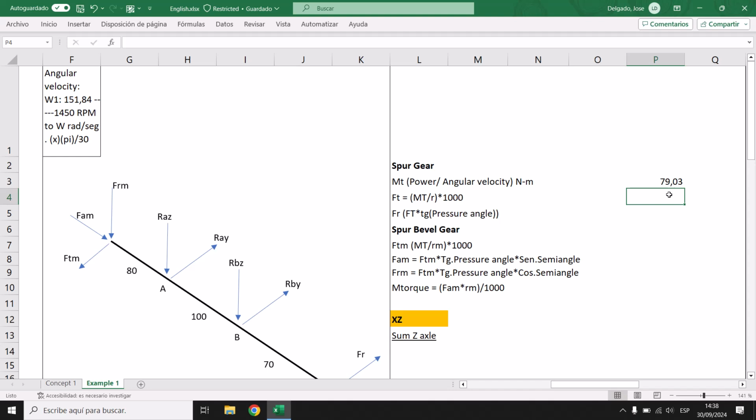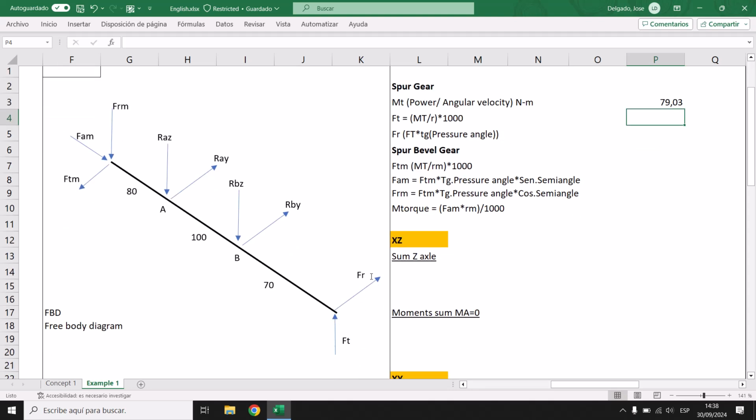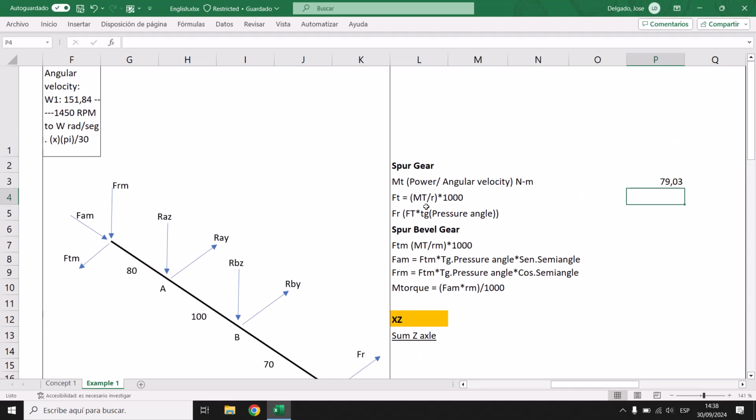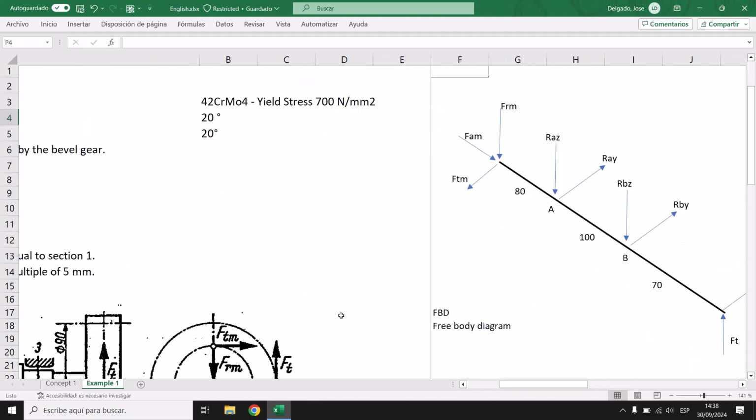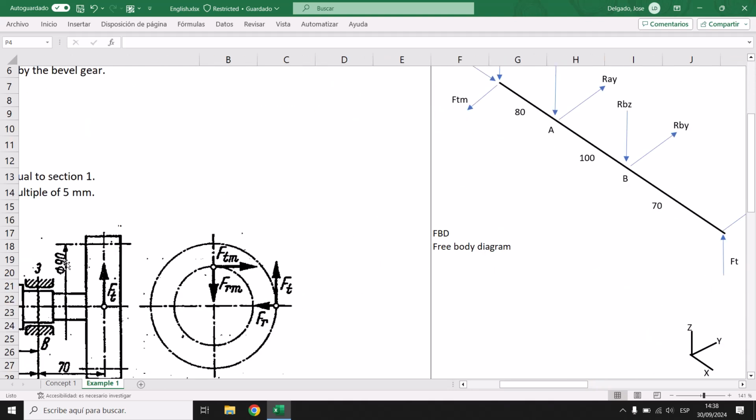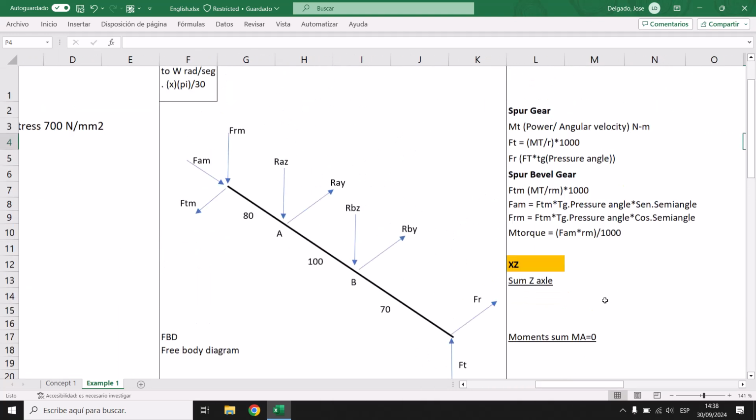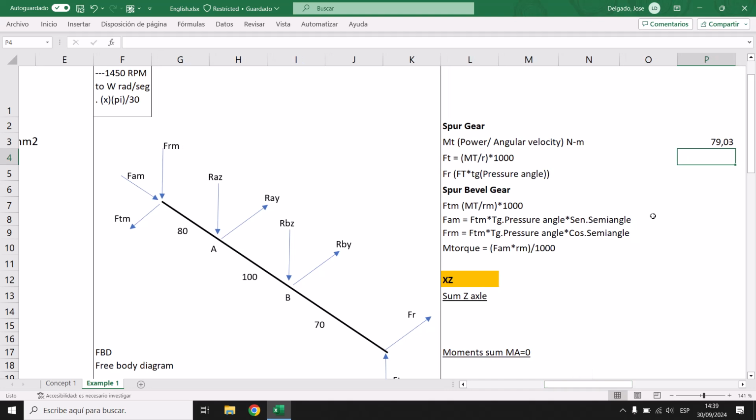Okay, so now we should calculate our tangent force of our spur here. This is gonna be our torque moment divided by the radius of the primitive diameter. Here we have 90, so the radius is 45. Now we divide by 1,000 because we want it in millimeters, as the equation of equivalent stress is also better in millimeters. So just multiply by 1,000 and divide by 45. Okay.